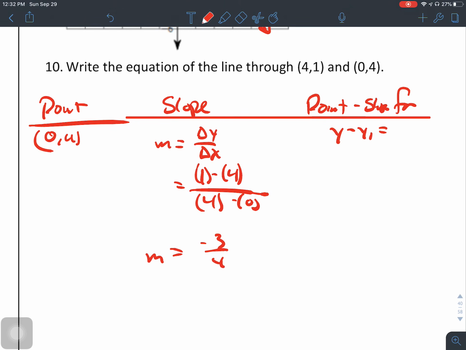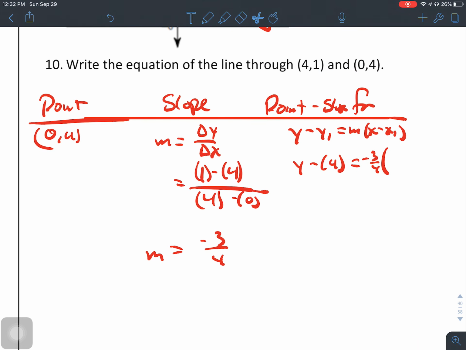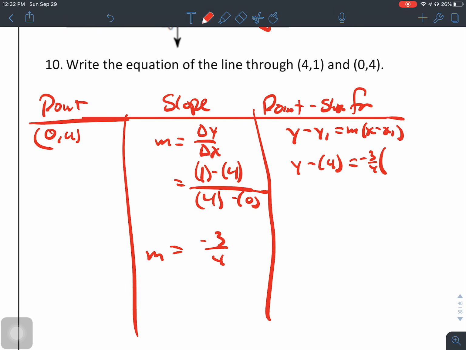So y minus y sub 1 equals the slope times the difference of x and x sub 1. Y value, I chose 4 because I chose this point here. You could have chose the other point. You have a different looking equation, but it's the same line. Equals negative 3/4, and then I'm running out of space here. Apologies. X minus 0. We can leave it like that. If the minus 0 bothers you, continue to simplify it. I wouldn't. This is our equation. Finished. Thank you very much.